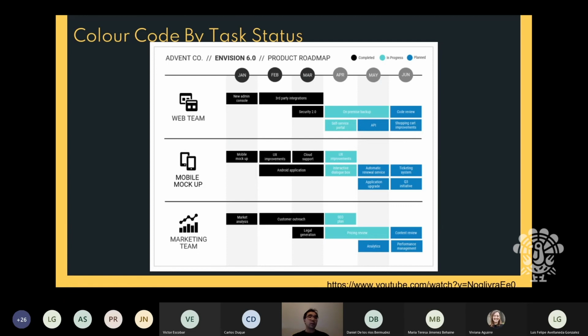You can then color code by the status when you want to present to leadership. The black ones are, I'm working on them now. The light blue ones, the teal ones, they are in progress. The black are completed, sorry. The teal ones, the middle ones, are in progress now, in flight. And the blue ones, we have not started.